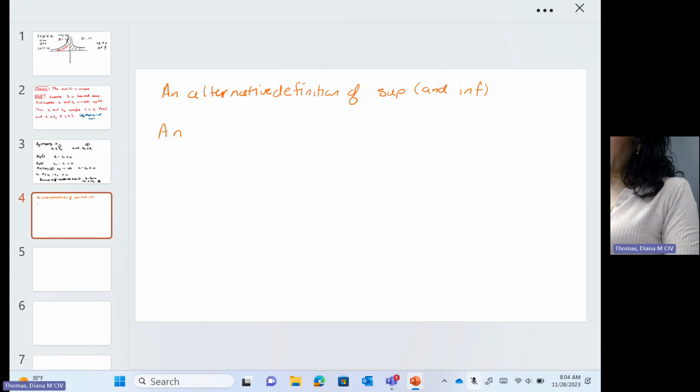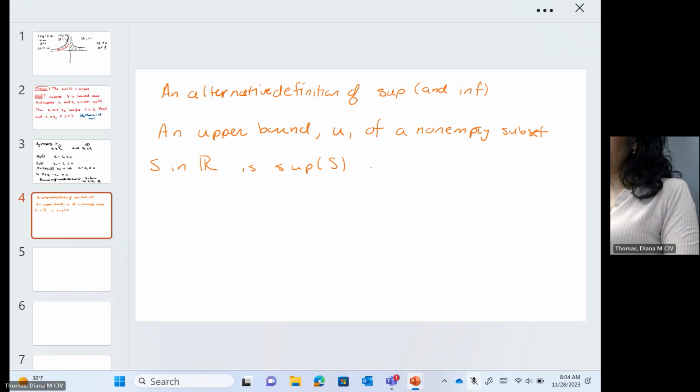So an upper bound U of a non-empty subset S in R is SUP S if and only if, and this little symbol means if and only if, that means it's like a definition, it's true in both directions, for every epsilon bigger than 0, there exists an S epsilon in S such that U minus epsilon is less than S epsilon.